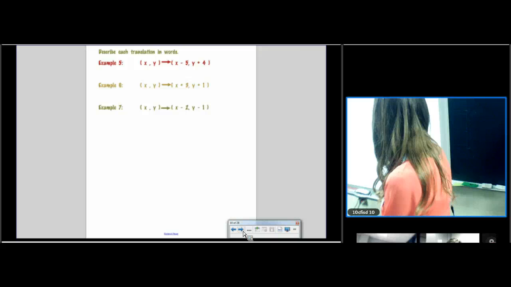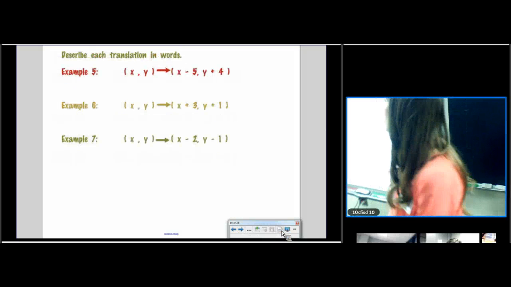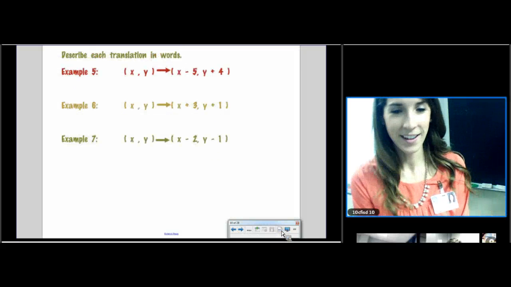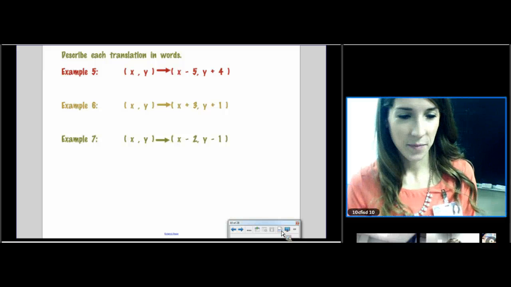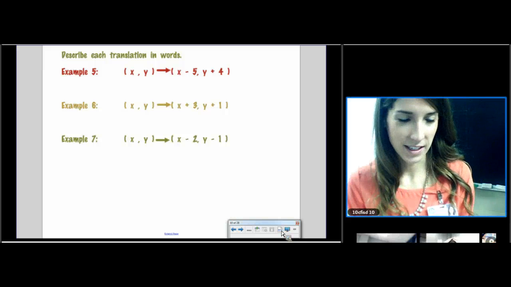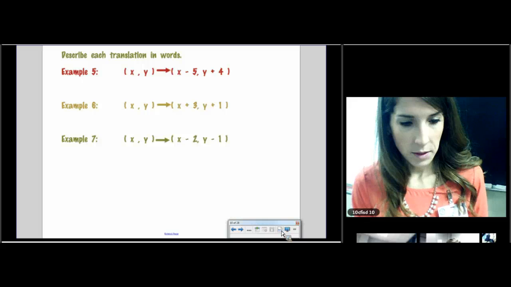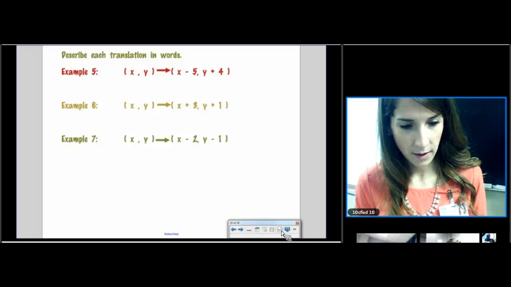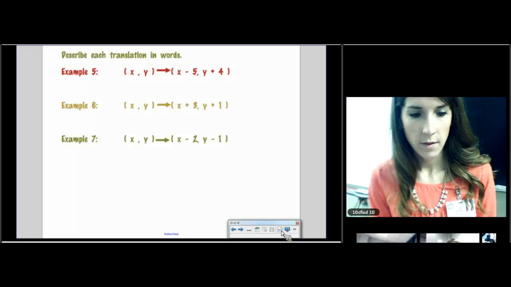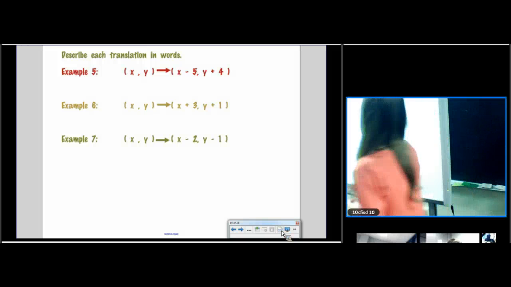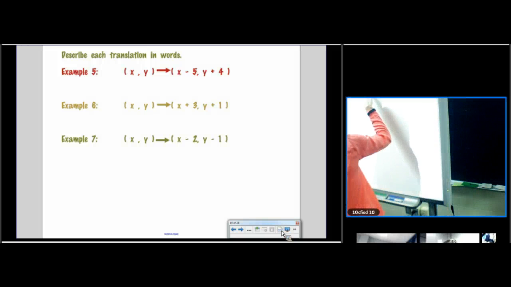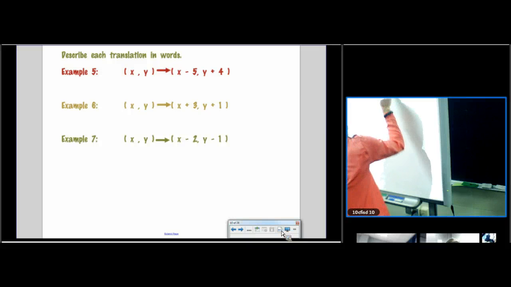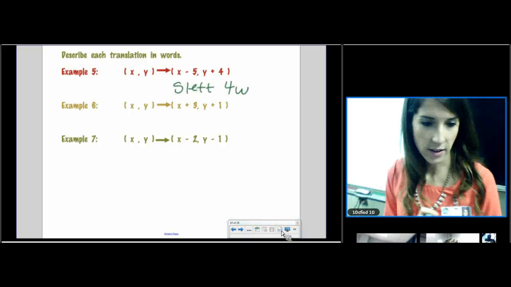Okay, now let's do it the other way around. Let's translate the rule into the words. So taking a look at example 5. 5 units left, 4 units up. Perfect. 5 left, 4 up. Doesn't get much easier than this.